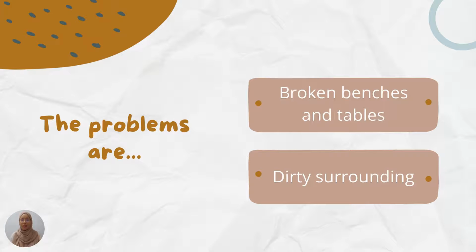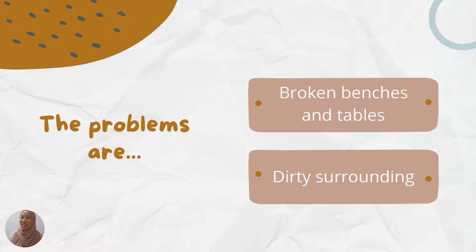And then the problems. Okay, so if you read the question carefully just now, it is stated to include problems. Okay, so that means your problem should be more than one. So in this case, I'm going to give the minimum number of problems. Okay, so I'm going to give 2 problems. First of all, broken benches and tables, and then secondly is dirty surrounding. Okay, but please do not only write the problems at the school canteens are broken benches and tables and dirty surrounding. That's it. Always elaborate your idea by using what?